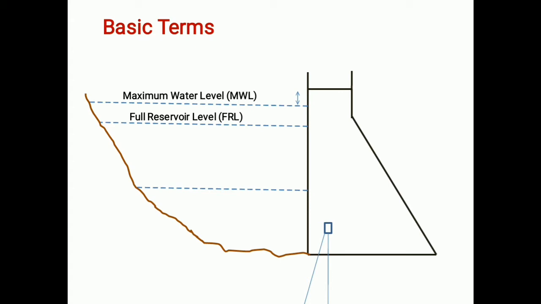The next term is dead storage level. This means the water below this level, we cannot use for any purpose. That is why it is called dead storage level. The storage between full reservoir level and dead storage level is called live storage. This storage we can use for many purposes, as we discussed in the previous lectures, for irrigation, for drinking water purpose, for hydropower generation, etc.